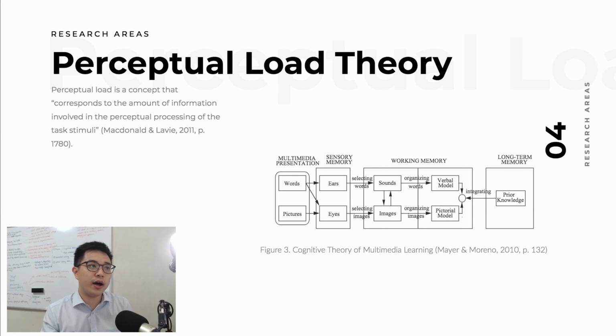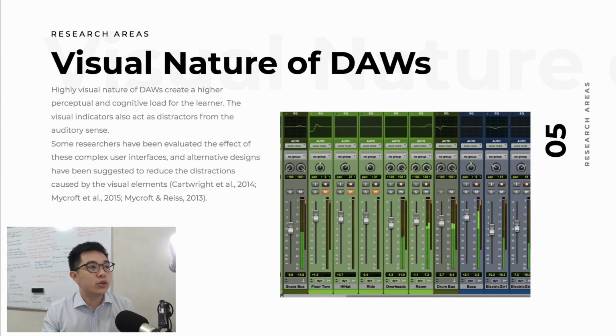Once again, perceptual load theory does connect to cognitive load theory in terms of working memory as well. So coming back to the visual nature of the DAWs, I am positing these assumptions first: the high complexity of the visual nature of all these DAWs is causing a high perceptual load, because there are so many things for you to see and so many things flashing at you. It's kind of like trying to concentrate on one thing in a very crowded environment.